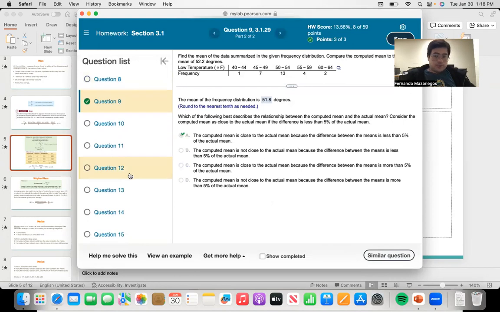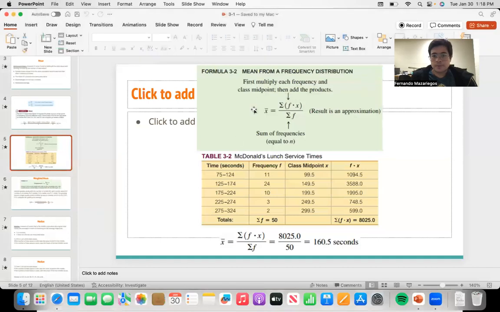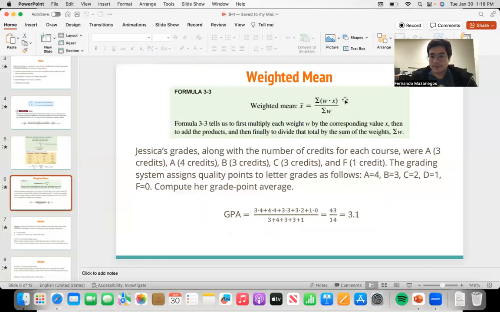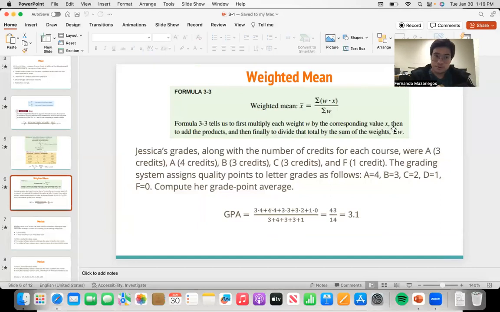And let's do one last one. Question number 12. This is a weighted mean, which is like a generalization of the frequency distribution mean. The formula is very similar. Let me show it to you really quickly. It's basically the same formula we use for the weighted mean. We only change the W's, those W's were F's before. That's the only difference, right? So basically, a frequency distribution is a weighted mean, but where the weights are the frequencies.